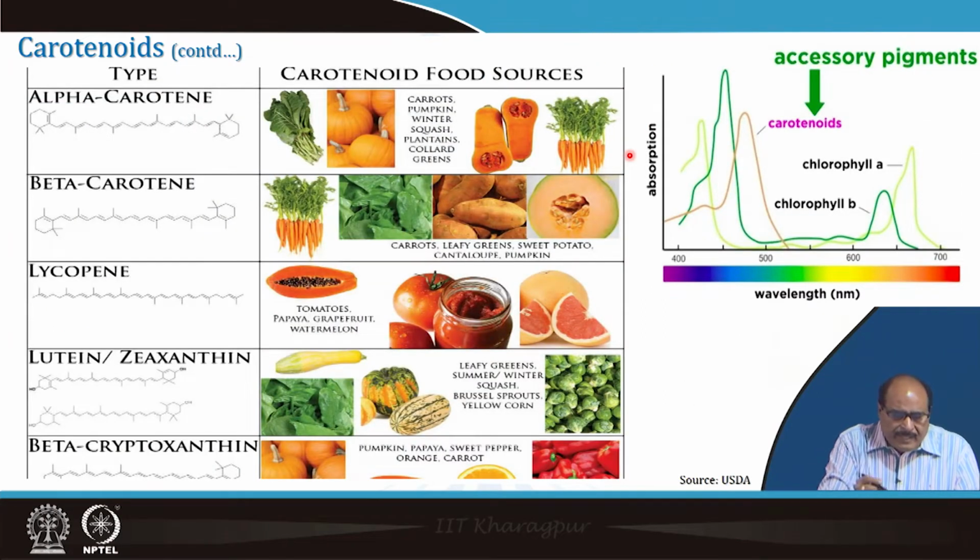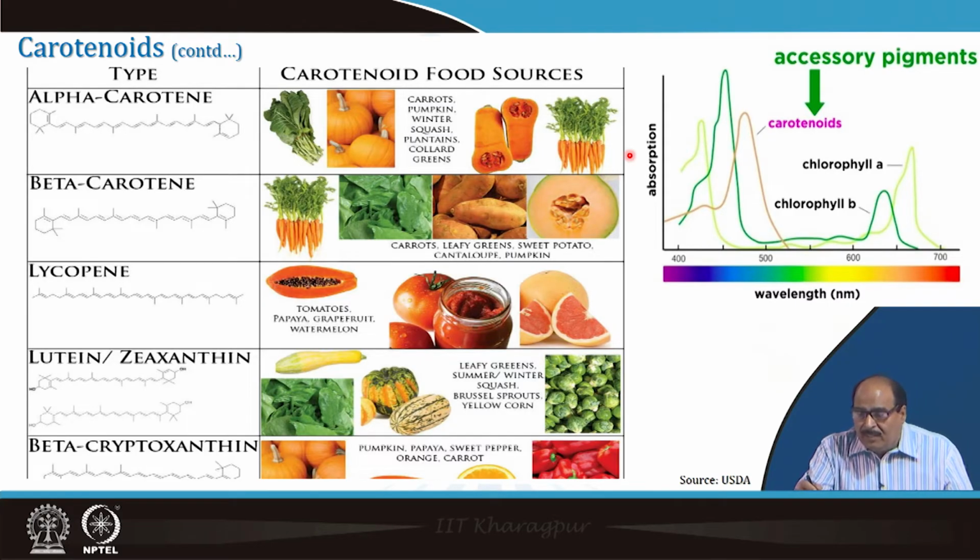So, here in the slide are the carotenoid types and their major sources. Alpha carotene is found in carrots, pumpkin, winter squash, plantain, collard greens, etc. Beta carotene major sources include carrot, leafy greens, sweet potato, pumpkin. Lutein and zeaxanthin are found in leafy greens, summer and winter squash, Brussels sprouts, fruit, yellow corn, and beta cryptoxanthin is found in pumpkin, papaya, sweet pepper, orange, carrot and so on.